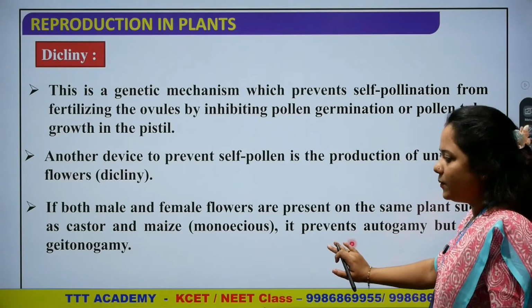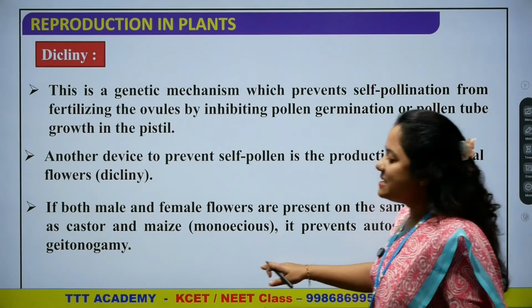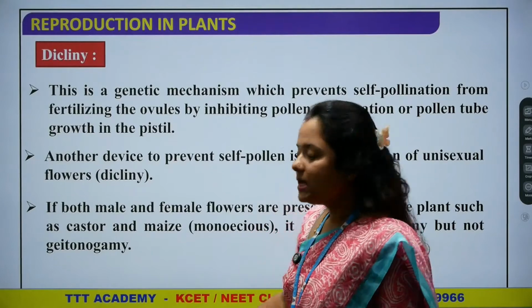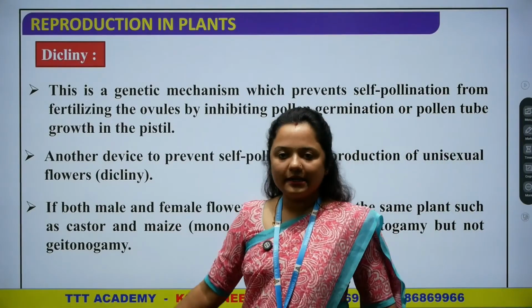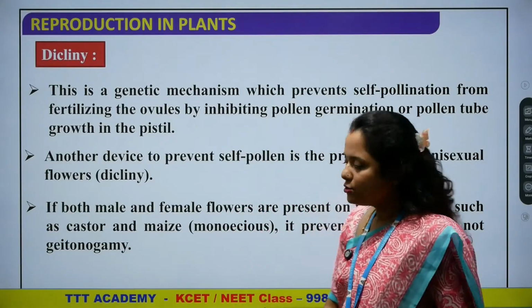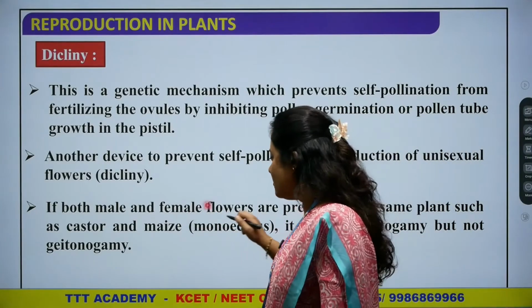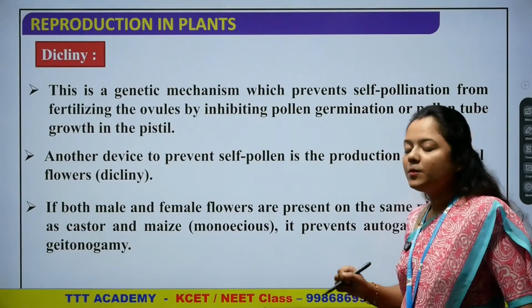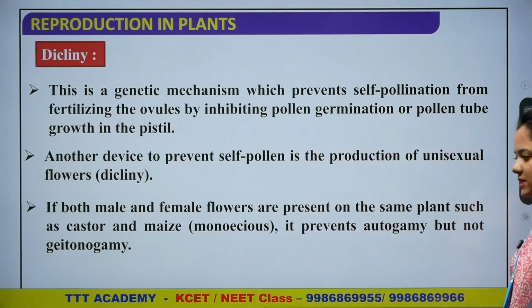So this will prevent autogamy but not geitonogamy. It is preventing autogamy, correct? It cannot prevent geitonogamy, right? So it is preventing autogamy when male and female flowers are present on the same plant, but it is encouraging the geitonogamy process of pollination.